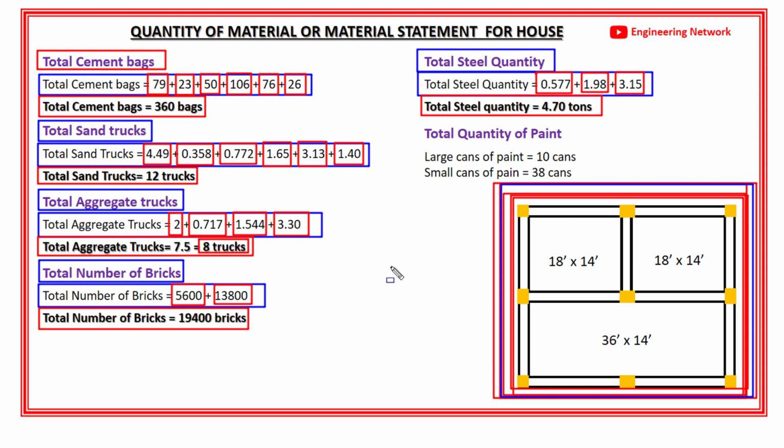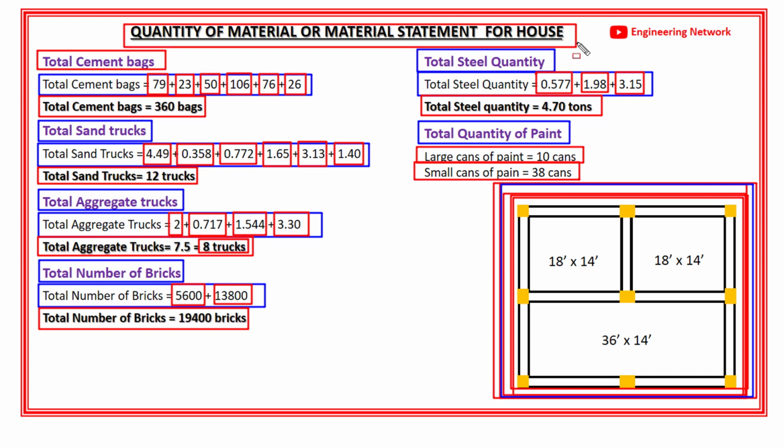Now in the last part, which is part 8 of the complete house estimation course, I have already found out the total quantity of paint for this house. So in this house, 10 large cans of paint will be used, okay? But if you want to buy small cans of paint, then you will need to buy 38 small cans of paint for this house, right? So this is how you will make a material statement for your particular house or building. And this is how you can easily find out the total quantity of materials required for a house.